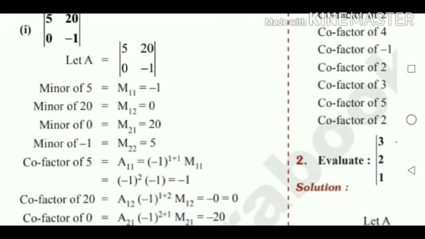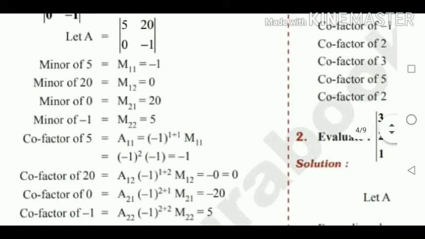Cofactor of 5 is minus 1, whereas the cofactor of 20 is 0. There is no sign for the 0, so whether it is plus or minus, it becomes 0 only. Then the cofactor of 0, that is M21. 21 means 2 plus 1, 3. That is A21, and 3 means minus sign. So minor of 0 is 20, whereas cofactor of 0 is minus 20.